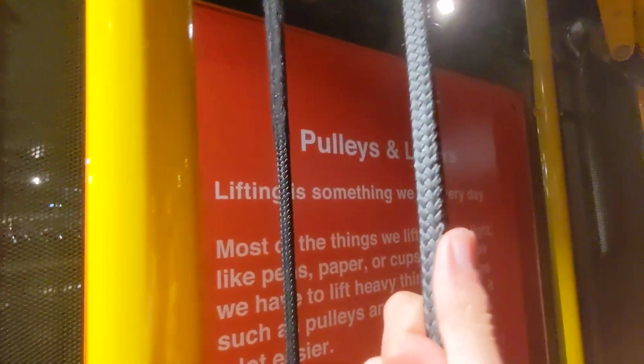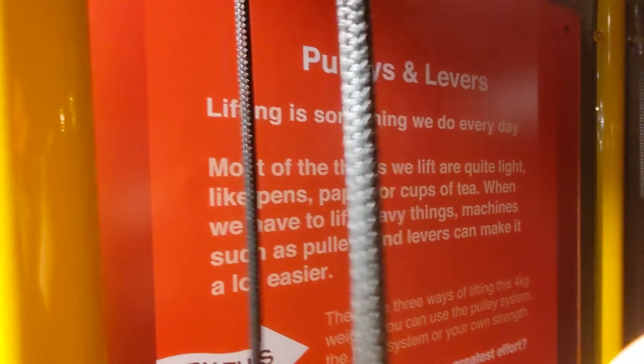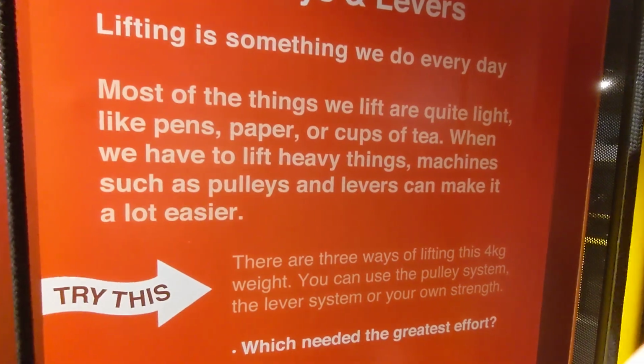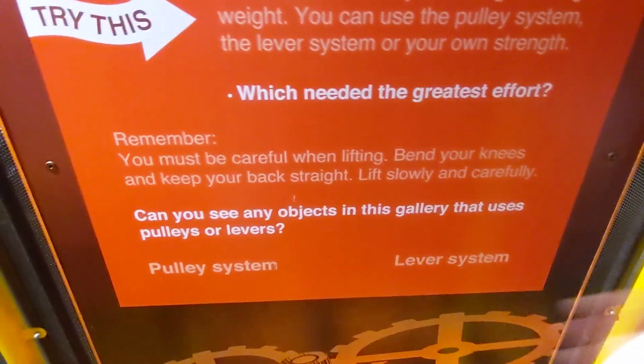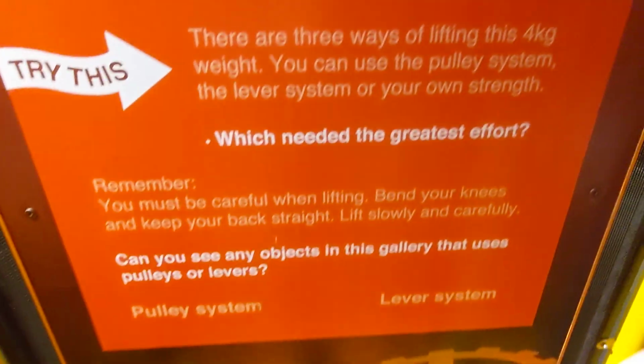So, the pulley system. What's this? This is the pulley system. Yeah, this is the lever system. Can you try this one? They are the same way. Pulley system, lever system.